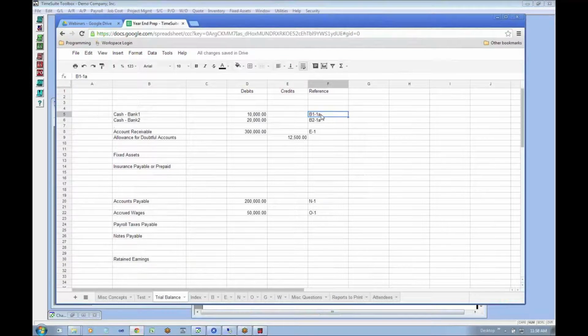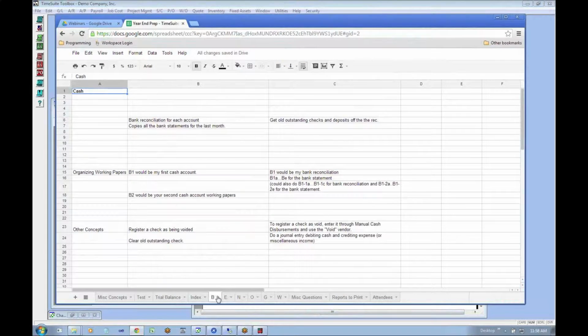So the B1-1A work paper would be your first bank account, and B2-1A would be your second bank account. So if we go B, we don't have an example of the working papers here, but you could have a set of work papers that would include your bank reconciliations and copies of your bank statements in their entirety or a portion of them.